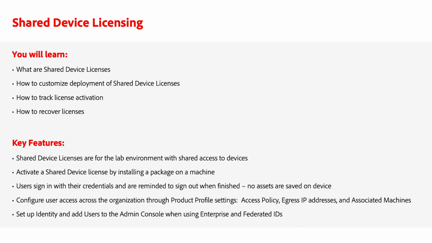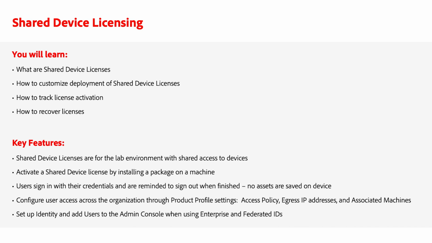A shared device license does not directly entitle a user to access any services such as storage, libraries, fonts, or Adobe Stock. However, if the user account has these entitlements, these services are available. Shared device licensing moderates user access through identity, access policy, Egress IP addresses, and associated machines. You can combine these options to prevent unauthorized use of the applications.